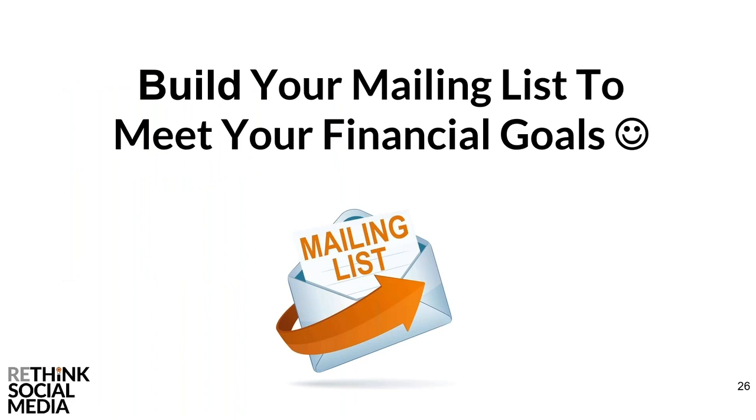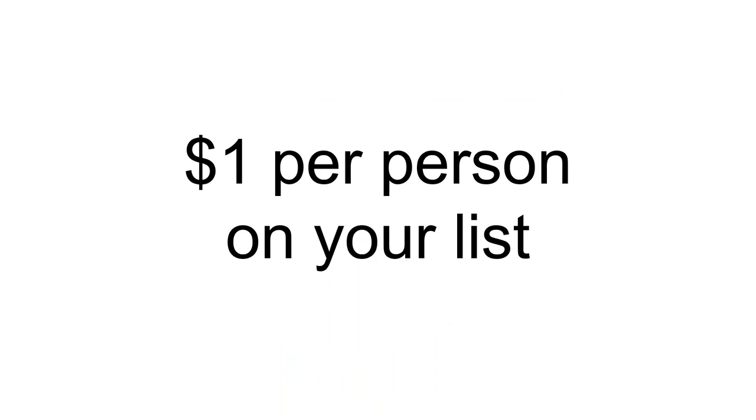Now, the thing is this, how we make this work is we build a mailing list, right? We're going to be going onto social media and building a mailing list to meet our goals. And on average, you should be making about $1 per person on your email list every month. $1 per person on your email list every month. So let's make sure everybody understands this.